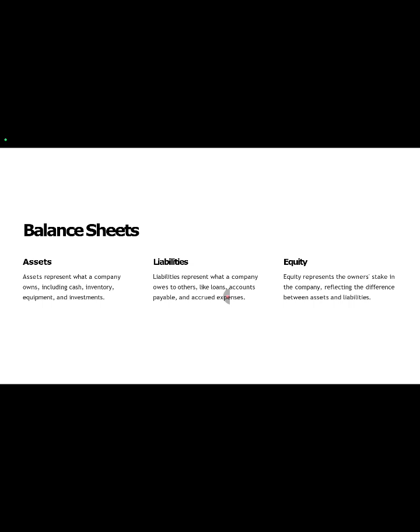Second is liability. Liability means the obligations the company owes to external parties. These are also divided into current liabilities and non-current liabilities. Current liabilities are debts or obligations due within 1 year, such as accounts payable, short-term loans, and accrued expenses. Non-current liabilities are the long-term obligations due after 1 year, including long-term loans, bonds payable, and deferred tax liabilities.